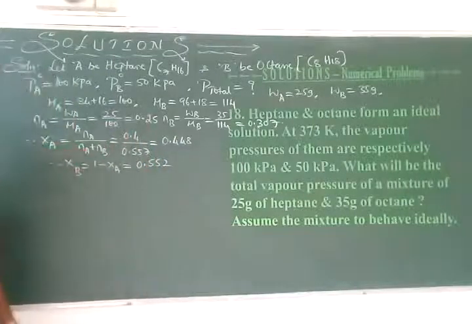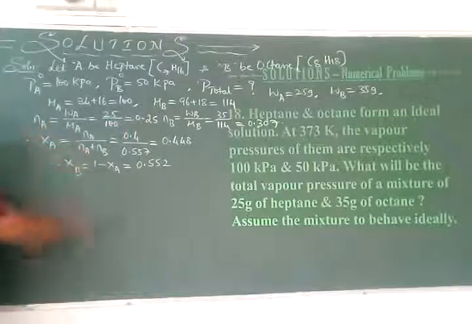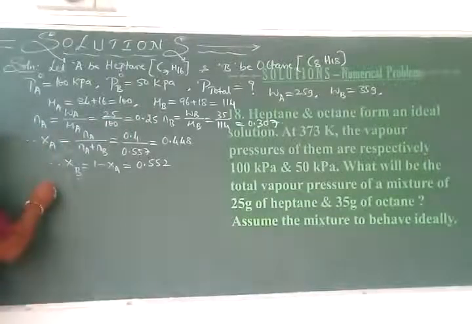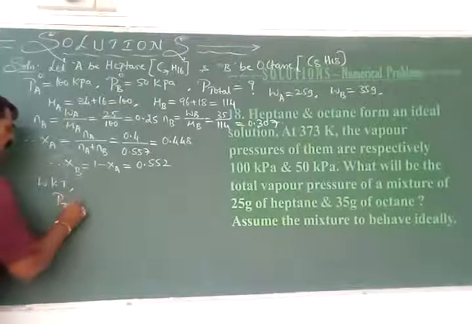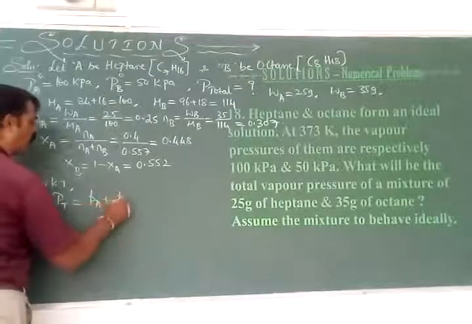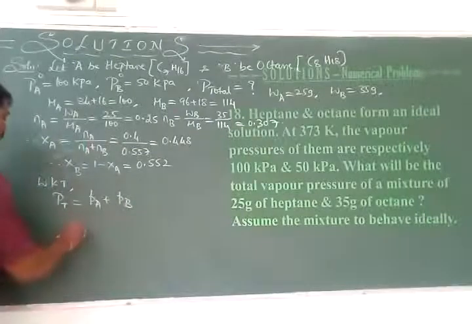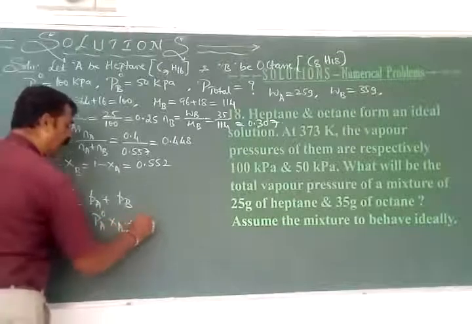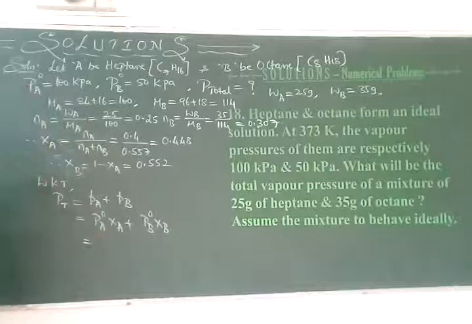Means what I got here? I got the values of which and which? Mole fractions of A and then the mole fractions of B. We know that. What is the formula here? PT is equal to PA plus PB according to Dalton's law of partial pressure. But this is again equal to PA naught into XA plus PB naught into XB.